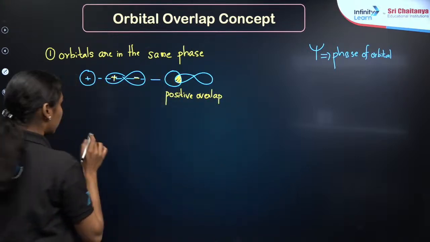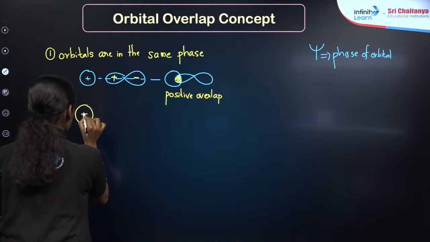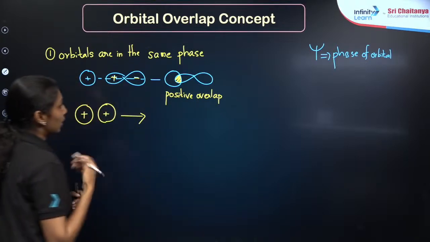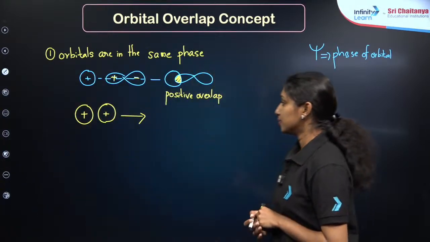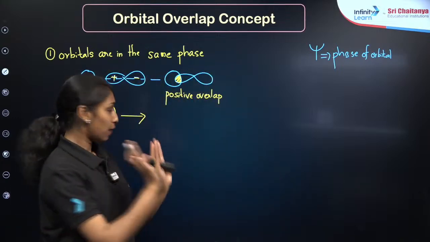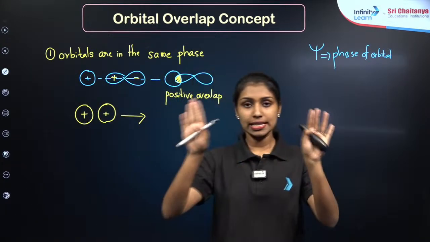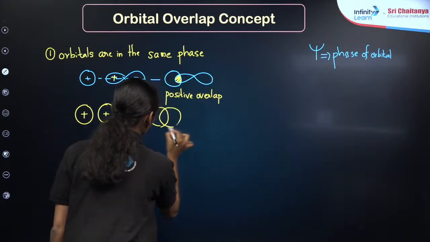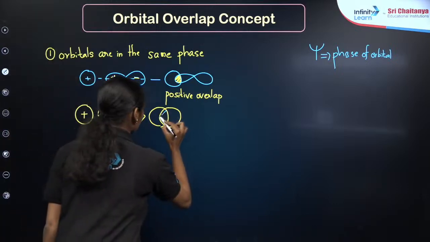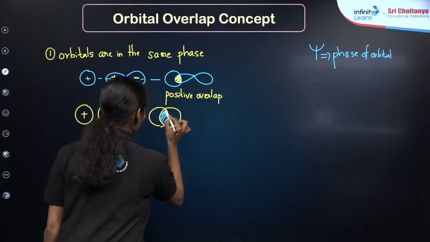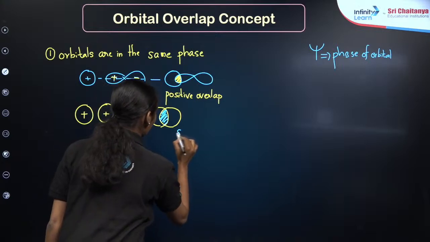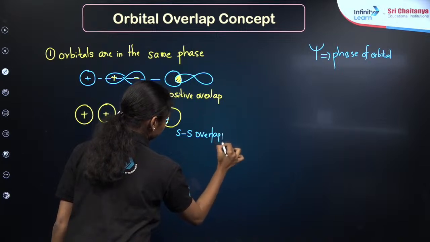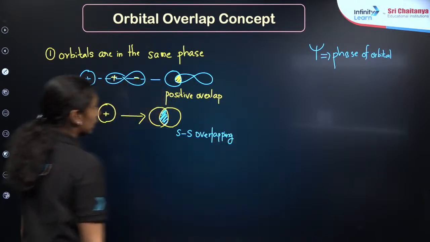Clear? Now, if I am taking another condition, the same s orbital, right? These two s orbitals. What will be the overlapping here? Is it positive, negative, or anything else? Both are in the same sign because they are in the same phase. So it will have the overlapping on this side, right? Same phase, it will overlap like this. So it will form this overlap region, right? So this is the positive overlapping of SS overlapping. Clear?